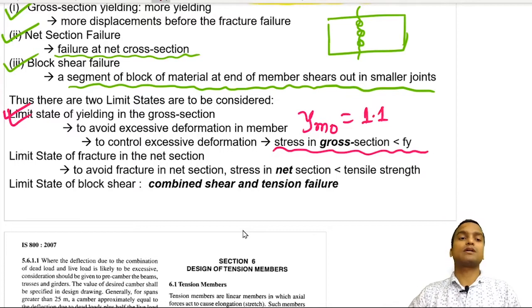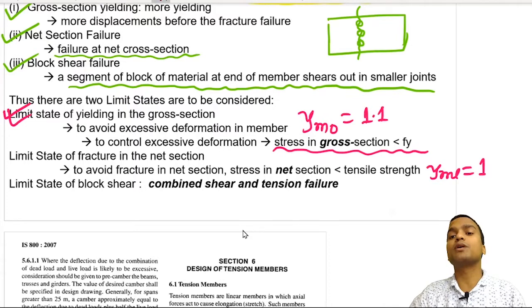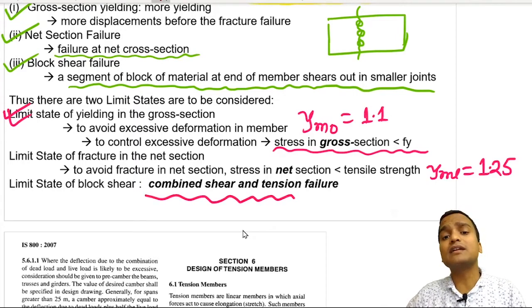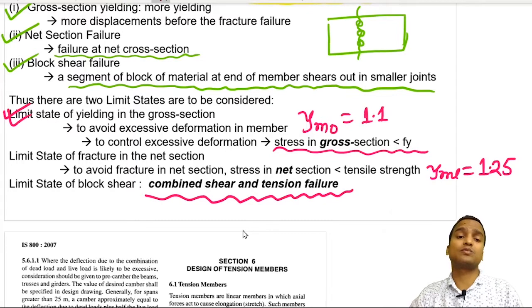And there is the limit state of fracture in the net section, to avoid fracture in the net section, so that the stresses in the net section remain less than the tensile strength, and in this case gamma m1 is equal to 1.25. And the limit state of block shear is a combined shear and tension failure. So we will be discussing all these three types of failure in detail in this video.